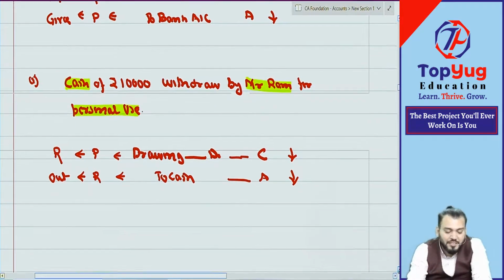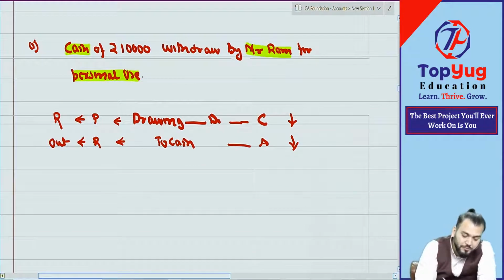Now, next transaction, let's see if you can do it or not. Which number is going on? Is it G, na?